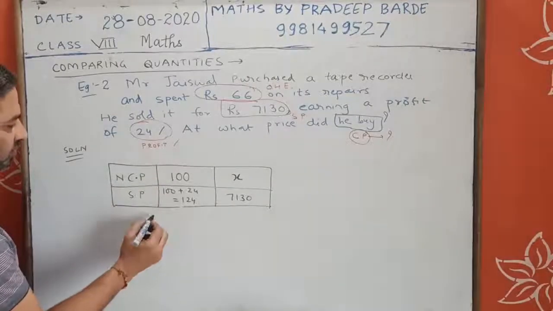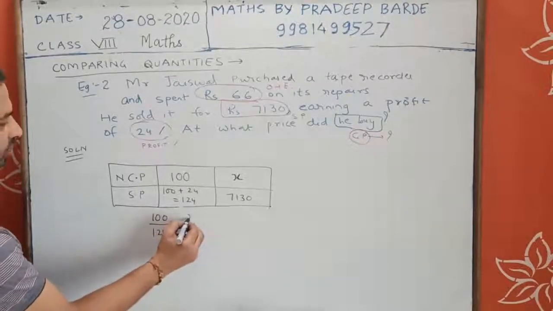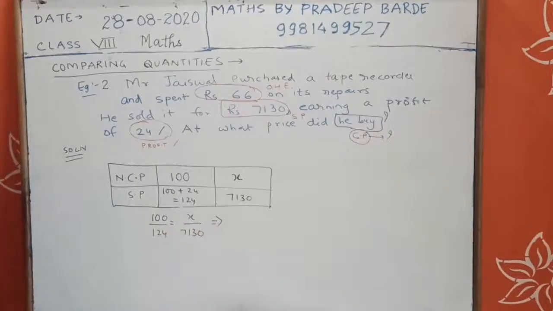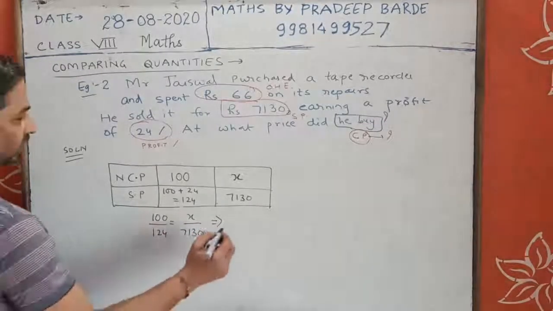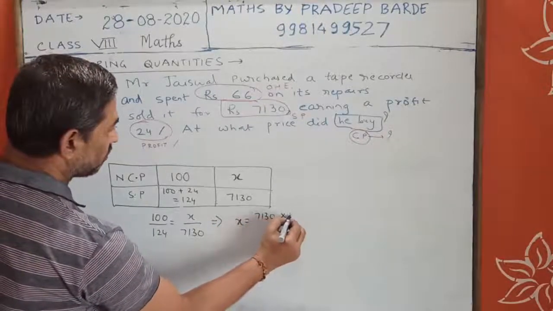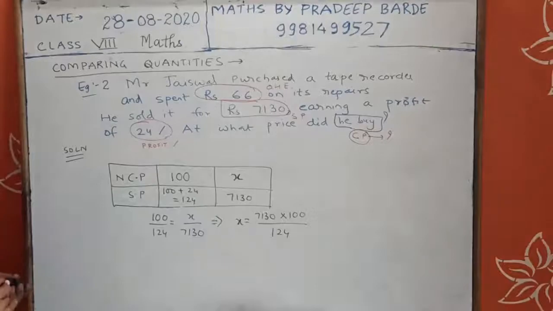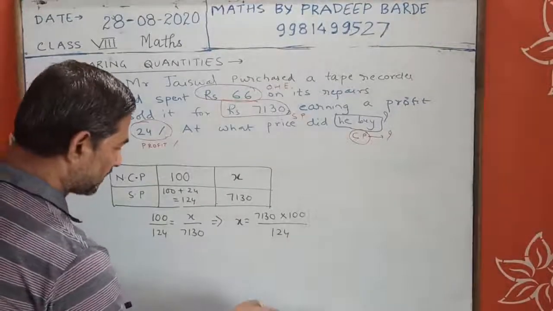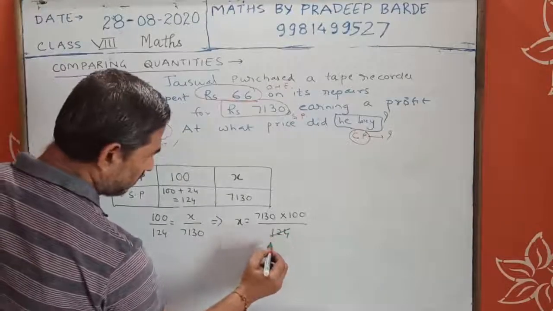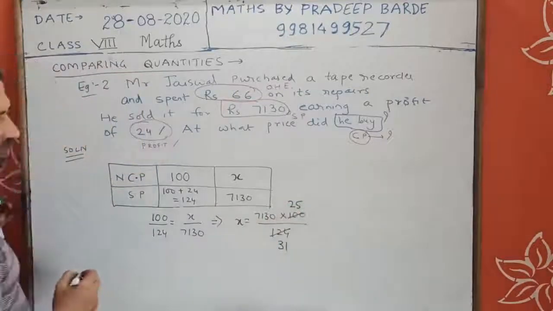Now here we have 100 upon 124 equal to X upon 7130. Therefore X is equal to 7130 into 100 upon 124. Let's simplify this. 4 31 times 4, 25 times.